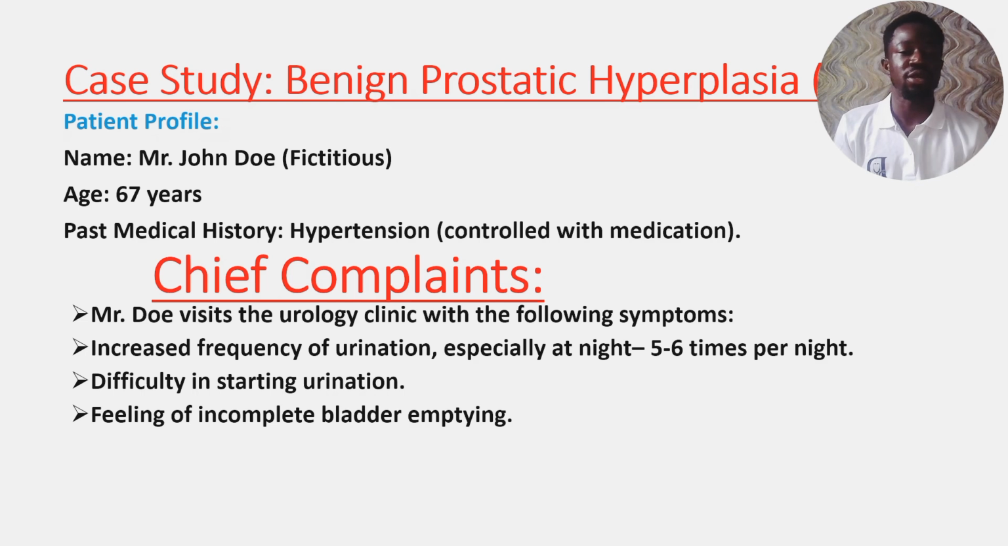Increased frequency of urination. That's one. He had increased frequency of urination, especially at night, 5 to 6 times per night. Difficulty in starting urine. The patient said whenever he gets the sensation of urination and goes to urinate, the urine gets so difficult to start. And a feeling of incomplete emptying of the bladder.